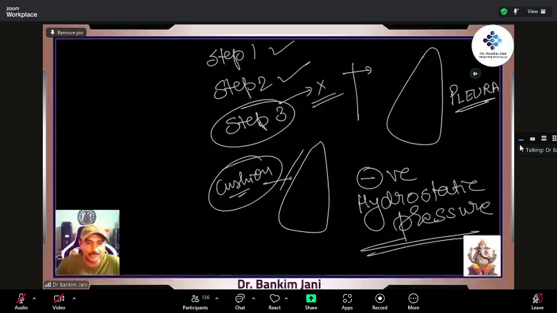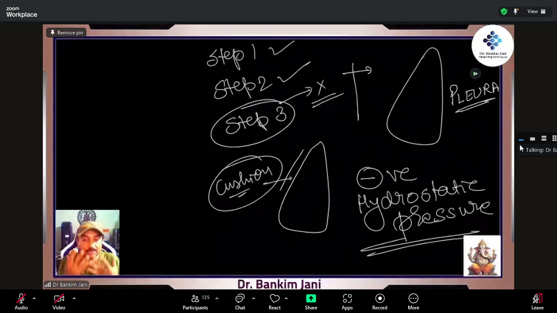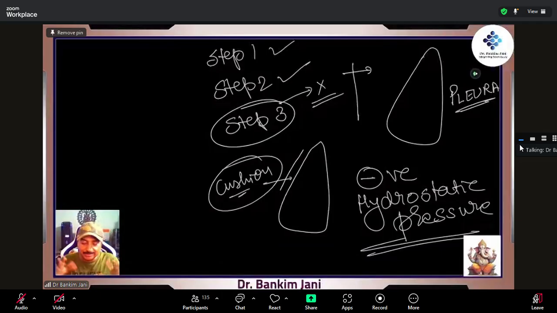This negative hydrostatic pressure is when the pressure inside is less, so that atmospheric pressure is crushing it. Same thing happens in case of lungs. The pleura is stuck to the chest, so it is not allowing the lungs to collapse. The lungs feel that they don't want to work, they just want to collapse. And the chest feels no, I should always expand.